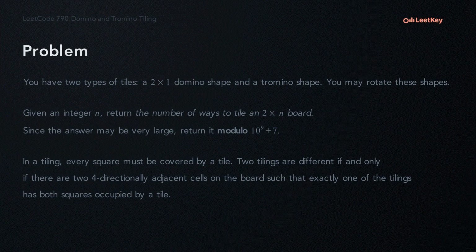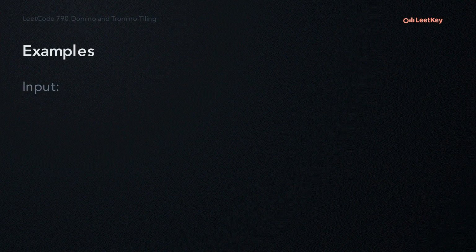2 tilings are different if and only if there are 4 directionally adjacent cells on the board such that exactly one of the tilings has both squares occupied by a tile. For example, example 1. Input n is 3, output is 5. Example 2. Input n is 1, output is 1. The constraints are the possible board widths is between 1 and 1000.